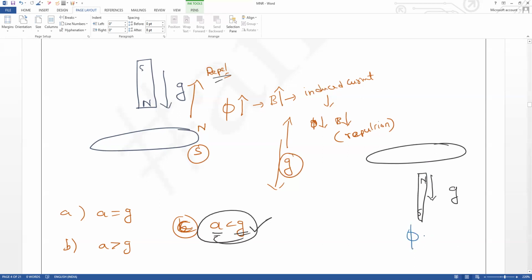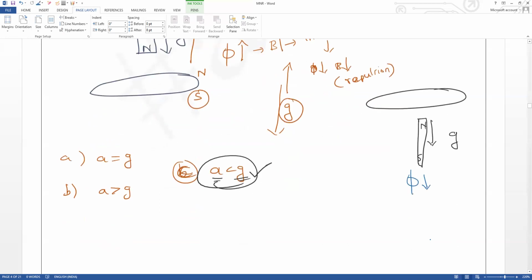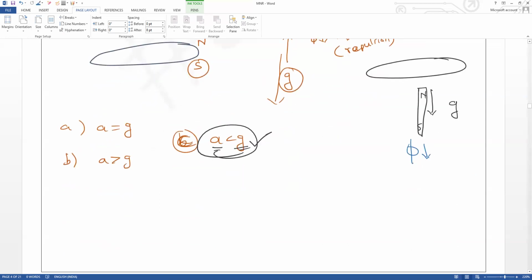Decreases or increases? The flux value is going to what? Going away, the magnetic flux is going to what? Decreases. Yes, sir? Magnetic flux decreases. The magnetic field also, what is going to happen? Decreases. So after that, what is happening?